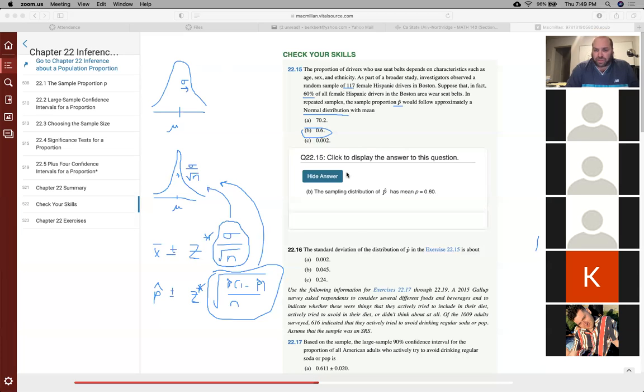Okay, so here's the thing. P hats, we expect p hat to land right in the middle. But p hat itself could be anything depending upon the sample. Correct?